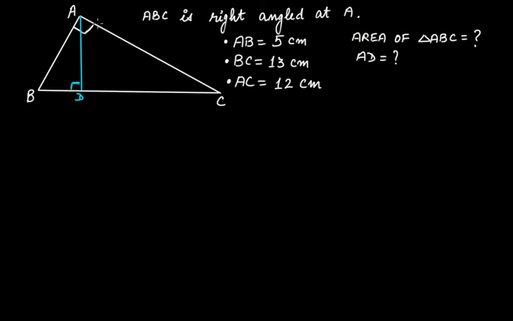ABC is right angled at A. AB is equal to 5 centimeter. BC is equal to 13 centimeter. And AC is equal to 12 centimeter. Now, this is right angled here. You have to first tell the area of triangle ABC, and then you have to tell the length, the size of AD. Now, clearly, in this case, we have a triangle ABC, which is right angled at A.